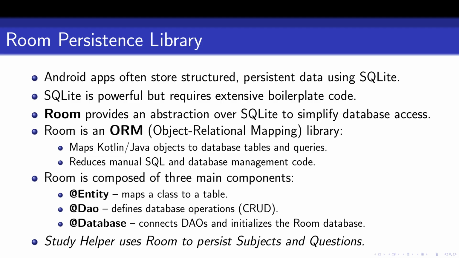Room is built around three main components. @Entity, which maps a class to a table, the @Dao, which defines database operations like insert and delete, and @Database, which ties it all together. In this app, we use Room to store subjects and questions persistently.